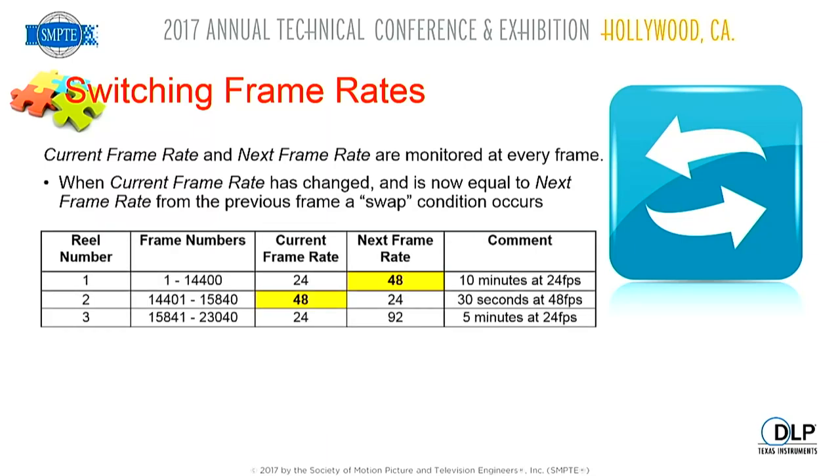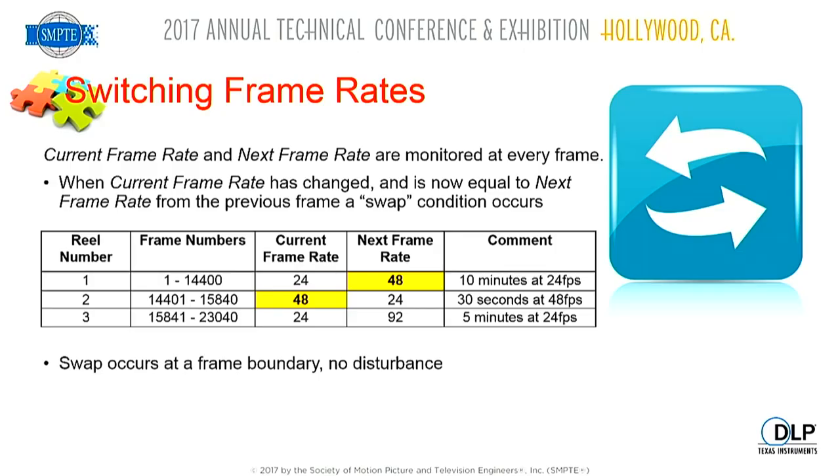So in that previous example, the first three reels, you can see this happening at frame number 14,401. At that frame, the current frame rate is now 48. And at frame 14,400, the next frame rate was 48. That's the transition. I do not need a separate trigger. All I need to do is watch this metadata that comes with every frame, and I'm looking at it anyway so I can pull out time code and everything else.